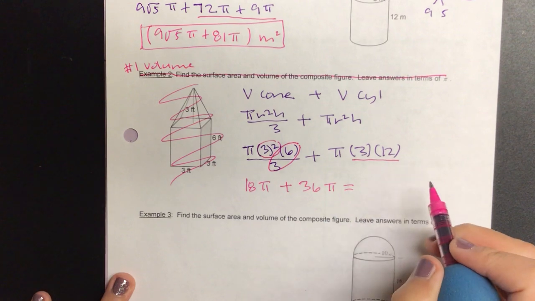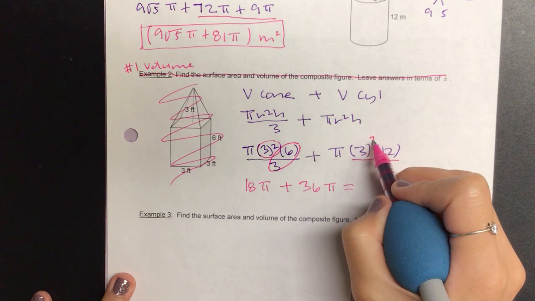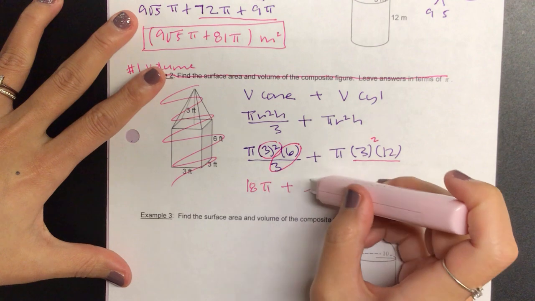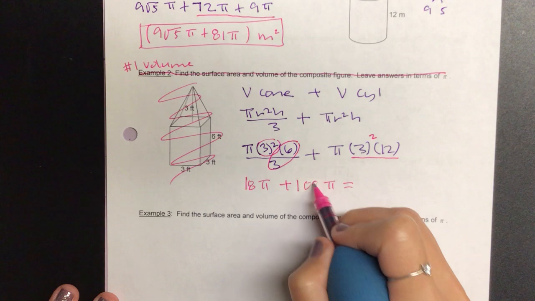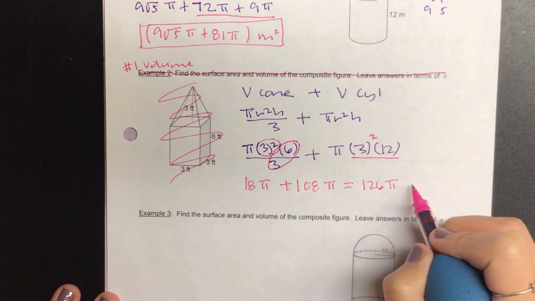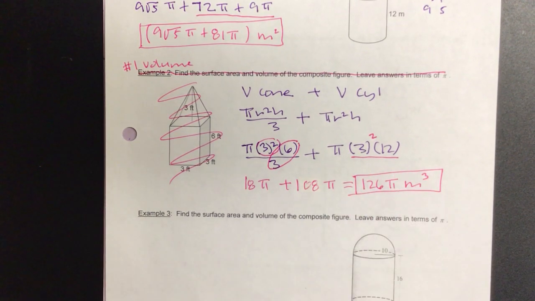Can I combine these two? Yes, we can. Wait. Oh, I messed up. It's not 36. How many should that be when I square? That should have been 9 times 12, right? So how many is 9 times 12? 108. Let me erase this part. So that should be 108. Were y'all like, what is she doing? Oh my goodness. Can't trust her anymore. Did we get 126 pi when we added? Meters cubed because it's a volume. Are we good with that one?